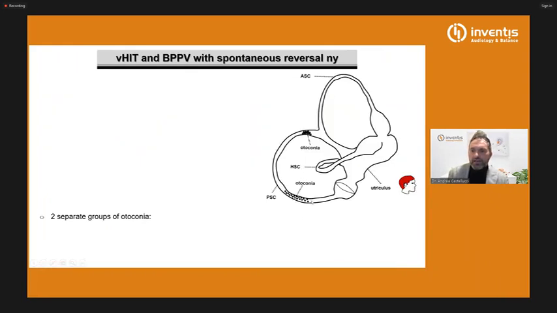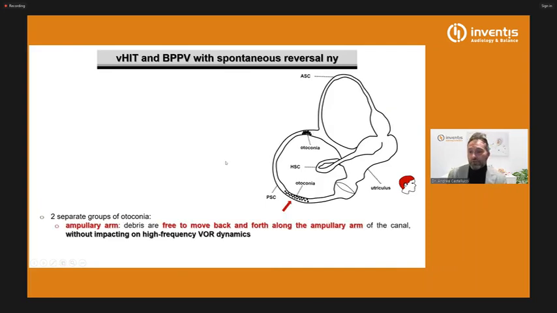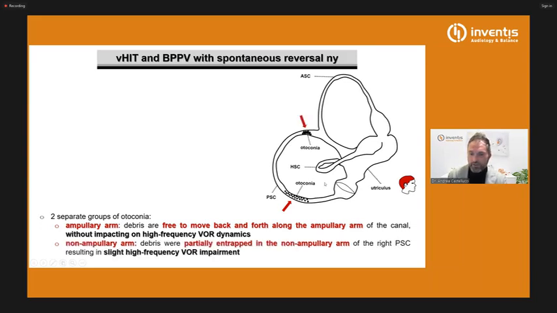So we hypothesized that in this case, not all otoconia went away, but some otoconia eventually got stuck in this position. So we hypothesized that there are 2 separate groups of otoconia. The first group is in the ampullary arm, and in this position, debris are free to move back and forth along the ampullary arm of the canal without impacting high-frequency VOR dynamics. And the second is the clot that is partially entrapped in the non-ampullary arm.